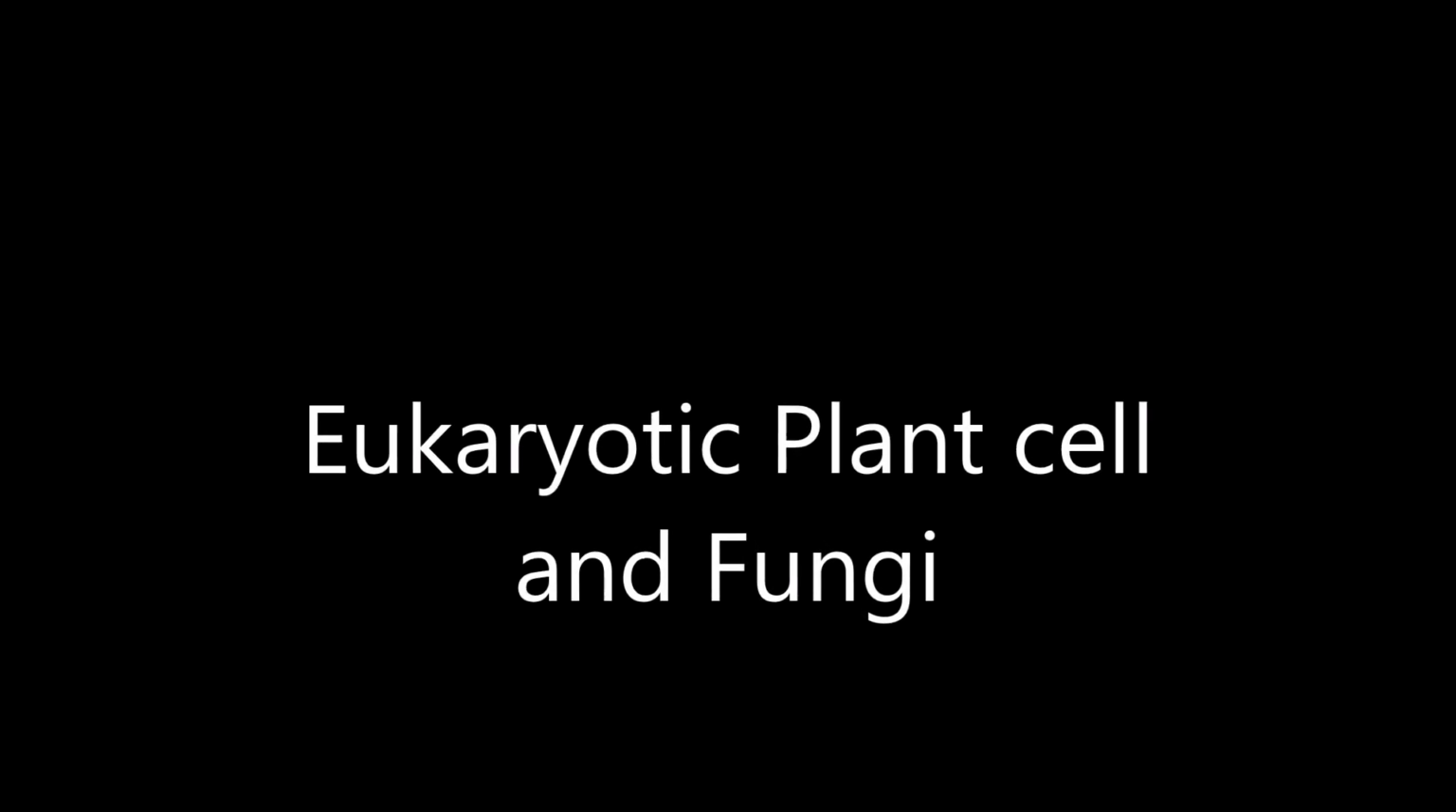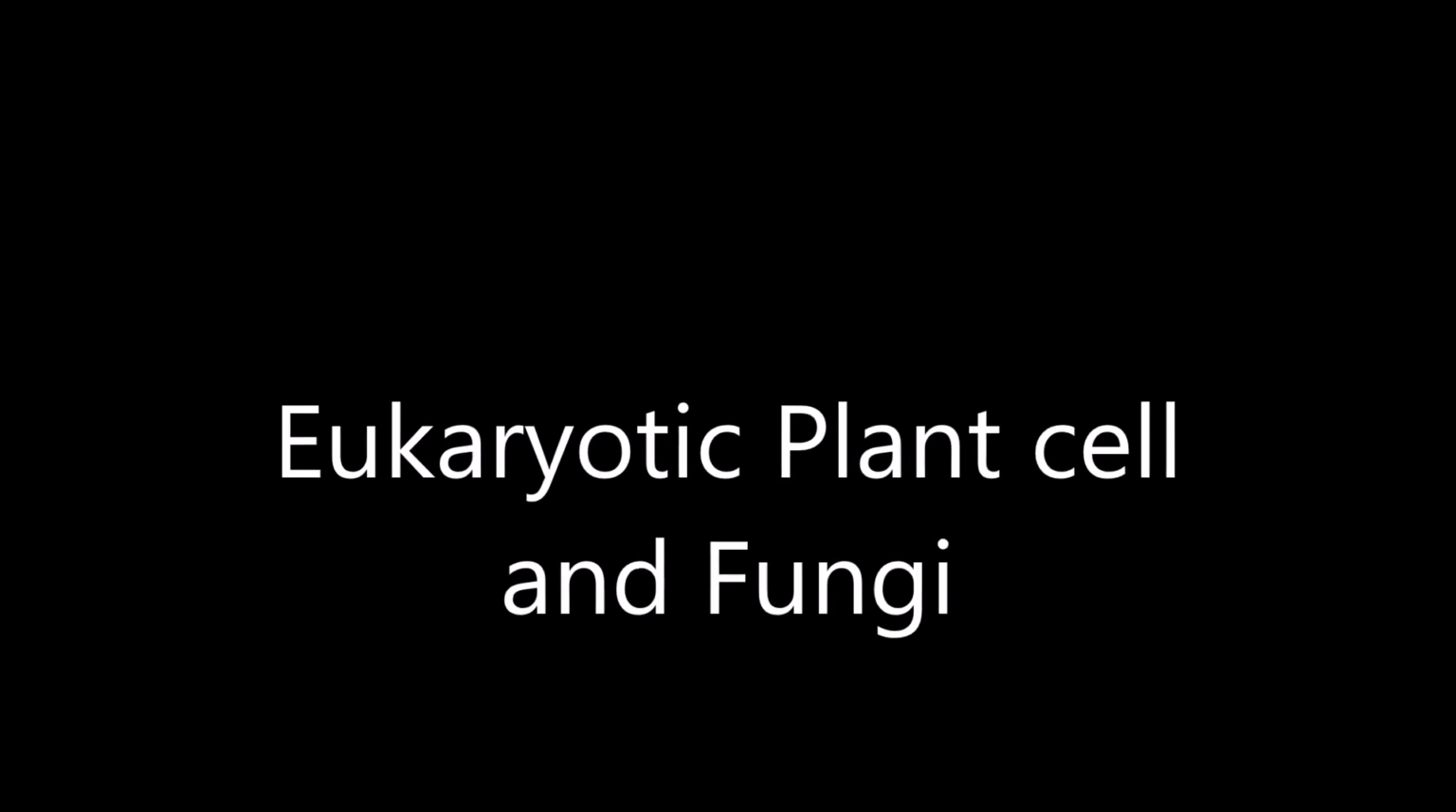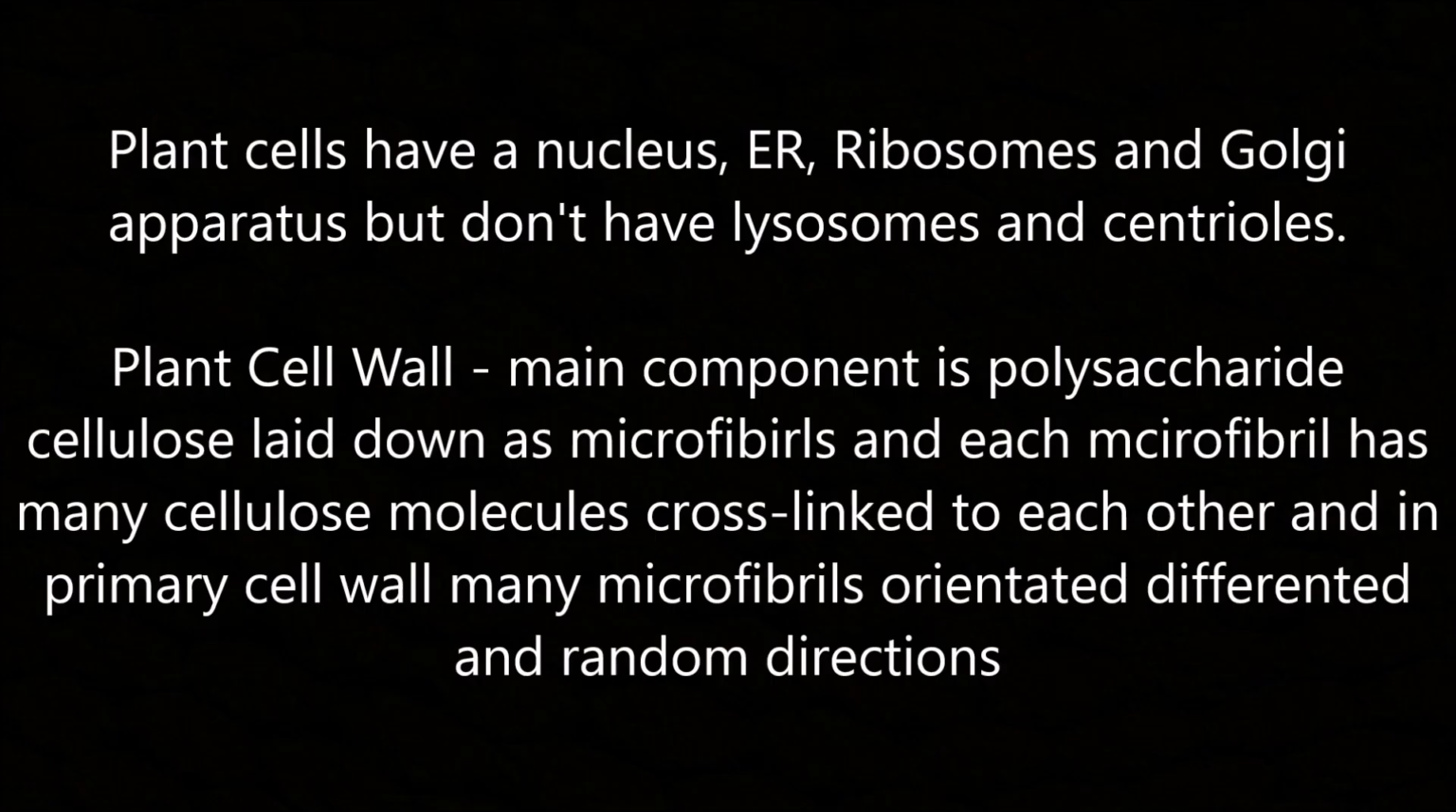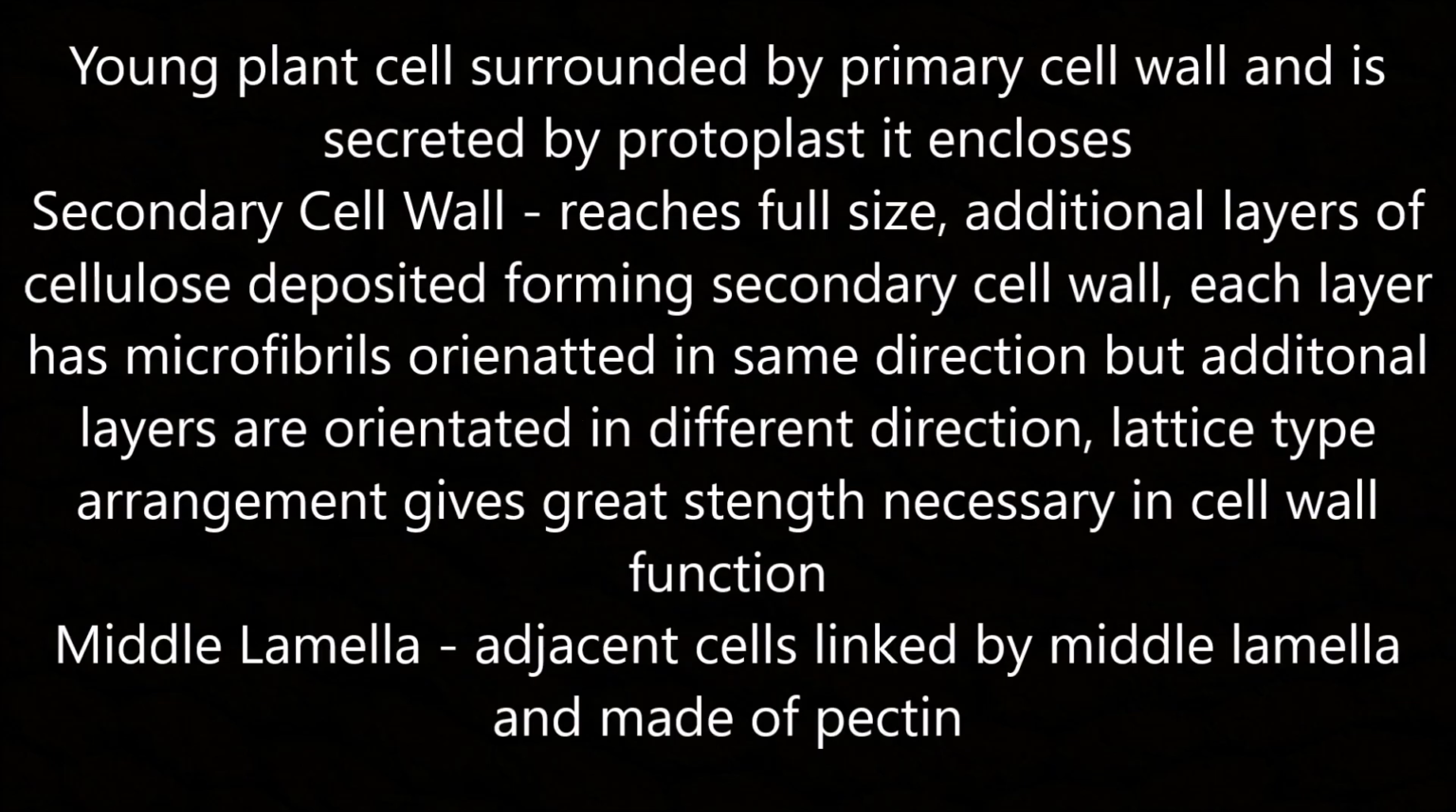Eukaryotic plant cell and fungi. Plant cells have a nucleus, ribosomes, and a Golgi apparatus, but don't have lysosomes or centrioles. In plant cell walls, the main component is the polysaccharide cellulose, laid down as microfibrils, and each microfibril has many cellulose molecules cross-linked to each other. In the primary cell wall there are many microfibrils orientated in different and random directions. Young plant cells are surrounded by the primary cell wall, which is secreted by the protoplast it encloses.